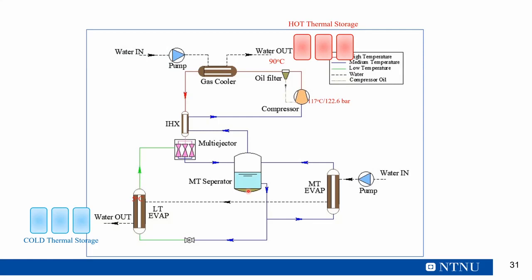With the gas cooler, we could consider it as a heat reclaim. We are going to use this heat to generate hot water up to 90 degrees C. Then, to increase the overall efficiency of the system, we have implemented multi-ejector units, and there will be two different temperature ranges, medium temperature and low temperature evaporators.